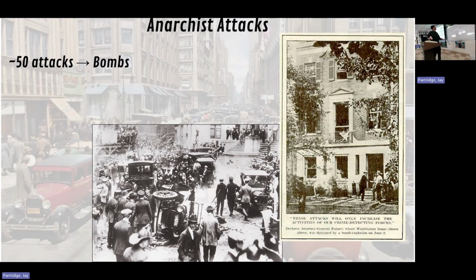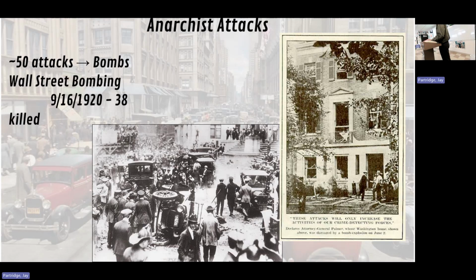At the Attorney General's house, nearly killing the Attorney General. The biggest of these bombings, 38 killed, was at Wall Street, where a street vendor's cart was actually mined and exploded, killing 38 people outside of this US stock exchange and wounding over 120. Ironically, this attack, which just freaked everybody out, would be the last one.